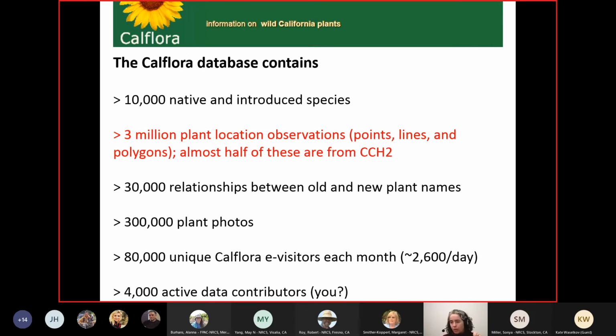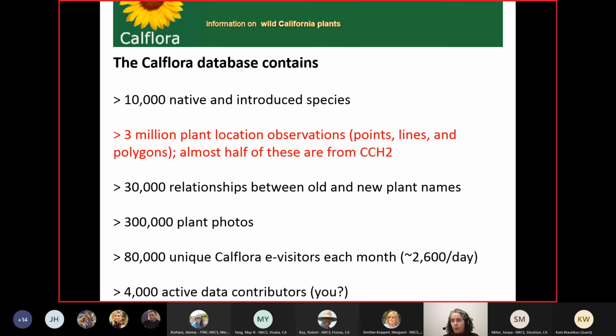We also crosswalk old and new plant names. So we have 30,000 so far, always increasing this number, relationships, because as you know, as we look at the DNA of different species, sometimes we need to change the name, Mimulus, Diplacus. Whatever you're searching for, even if you went to grad school a long time ago and learned an old name, you'll still find it in Calflora, because we resolve the old names and the new names to the same place, so you can find the species you're looking for.